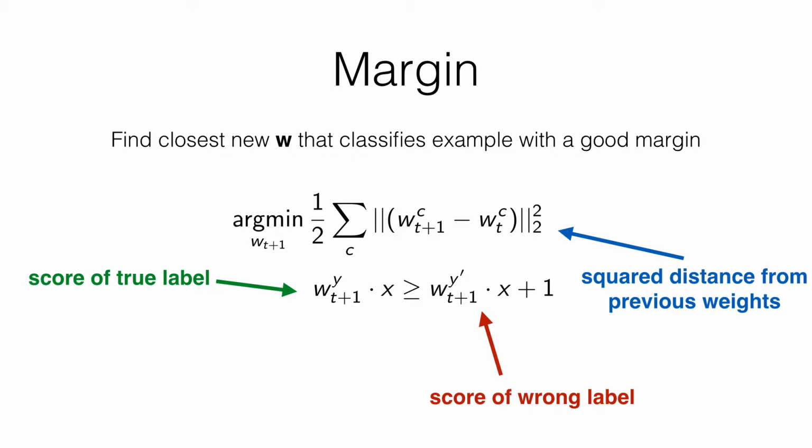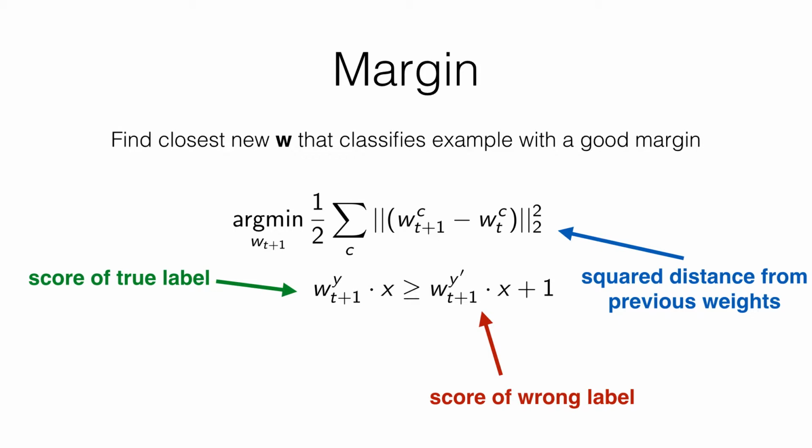Okay, so things have gotten a little bit more complicated, because this looks kind of nasty. It's not the elegant, simple update equations that we had before. But at least intuitively, hopefully it's clear what the motivation behind this math is. We want to classify with a good margin, and we don't want to move too far from our previous weights.